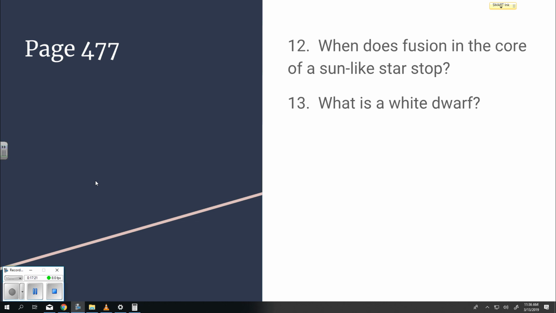Question 12. When does fusion in the core of a sun-like star stop? Answer: when helium has fused into carbon and oxygen. Again, when helium has fused into carbon and oxygen.